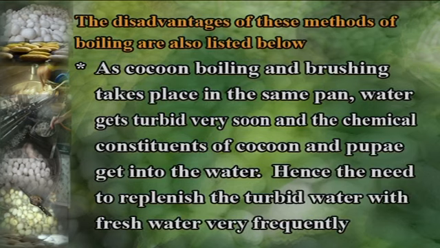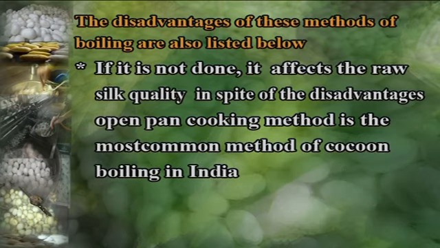As cocoon boiling and brushing take place in the same pan, water gets turbid very soon, and the chemical constituents of the cocoon and pupae get into the water, hence the need to replenish the turbid water with fresh water very frequently. If it is not done, it affects the raw silk quality. In spite of the disadvantages, the open pan cooking method is the most common method of cocoon boiling in India.